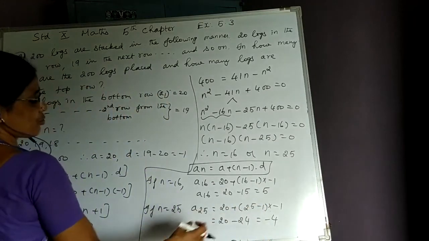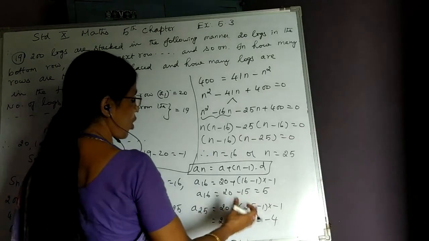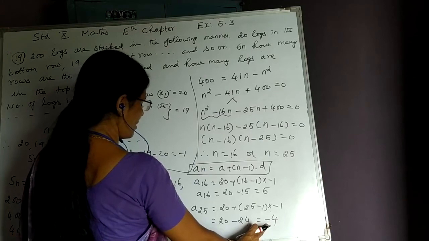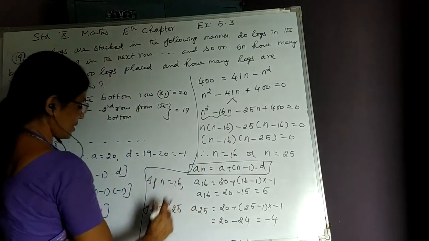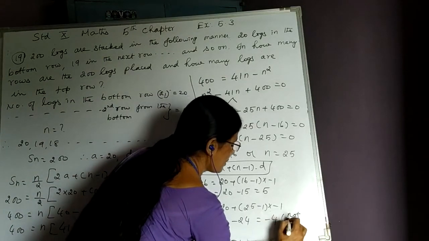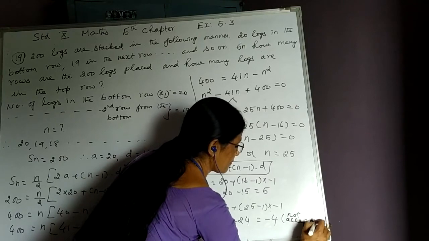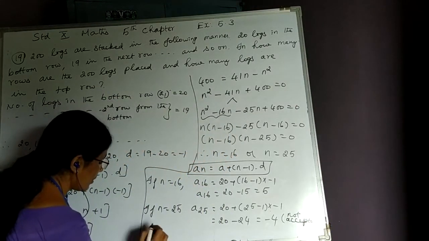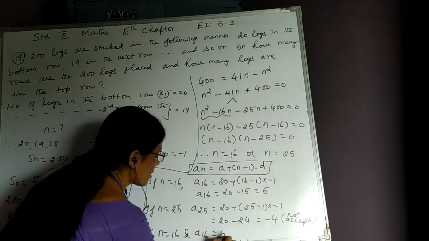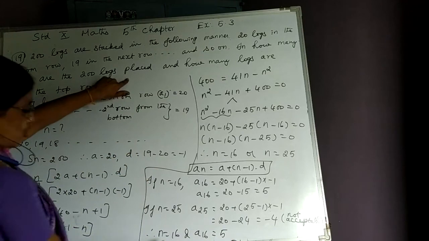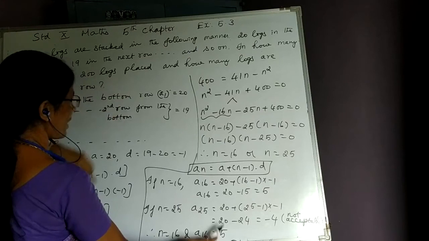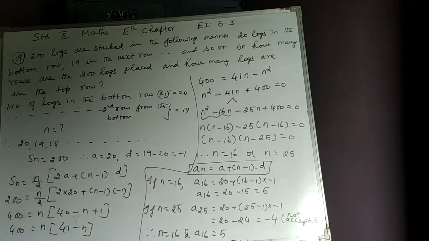But we are getting here negative. When somebody tells you to count how many books are there, how many logs are there, the answer never comes in negative. So it's understood that this value is not valid. We are going to consider only n is equal to 16. So here not acceptable. Therefore, n is equal to 16 and A16 is equal to what? Equal to 5. There will be 16 rows and number of logs in the topmost row is how many? 5. Hope you understood.